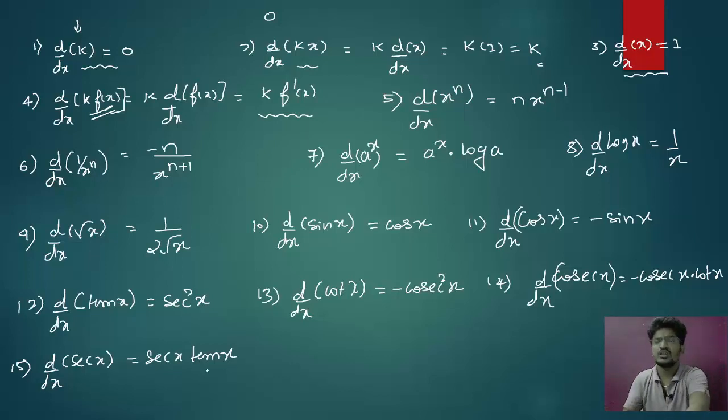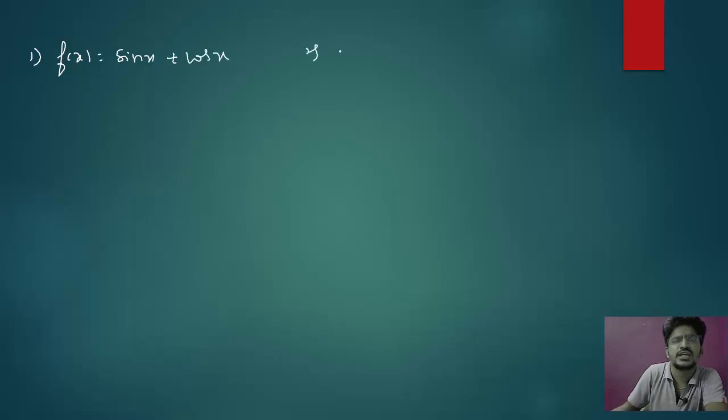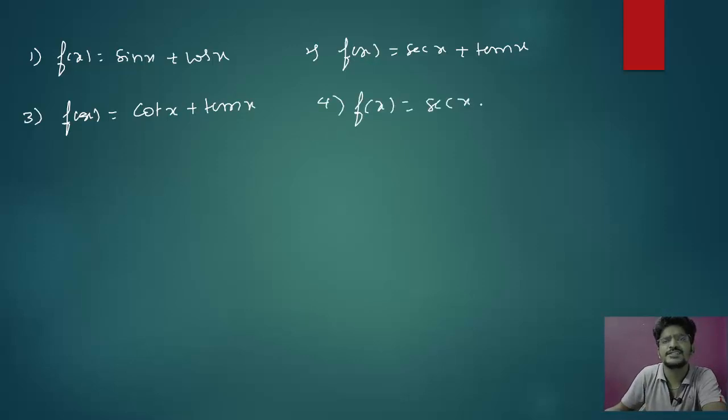Okay. Now what you have to do here, you take some functions, that is f of x is equal to sin x plus cos x. Take the second one, f of x is equal to sec x plus tan x. Next, take the third problem, f of x is equal to cot x plus tan x. Take the fourth problem, f of x is equal to sec x plus cosec x. Now you simplify it on your own.